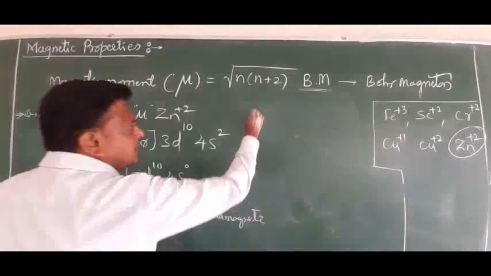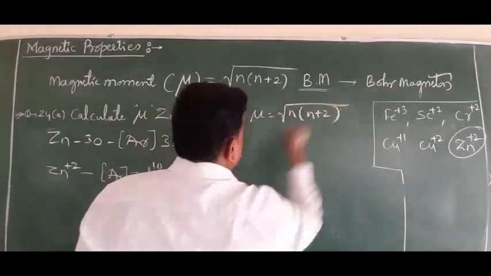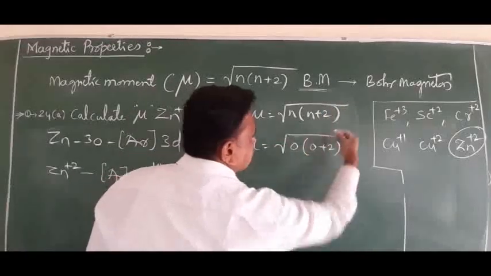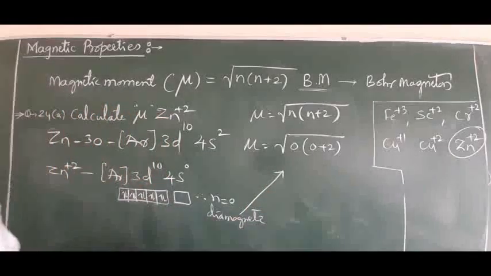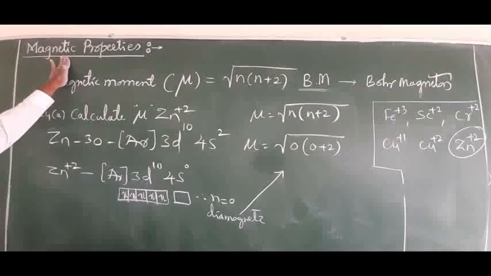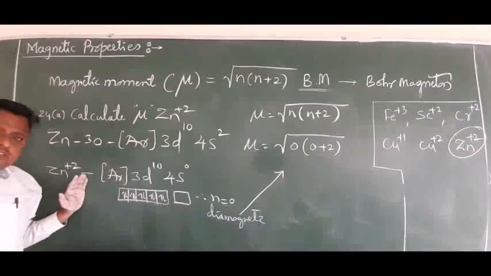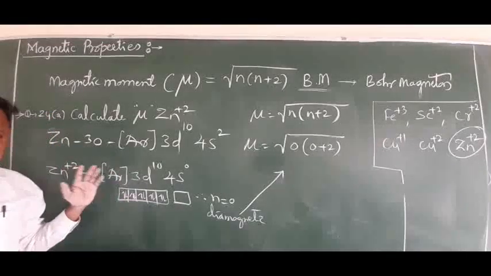Yes, there is no value. Mu is equal to square root of n into n plus 2. Mu is equal to 0, 0 plus 2. We have the 0 value. Automatically the compound is diamagnetic. Yes, you can keep practicing with different elements with magnetic moment. Okay, thank you so much for watching. Keep practicing, friends. We will meet in the next video with the colors and complex. Thank you so much.